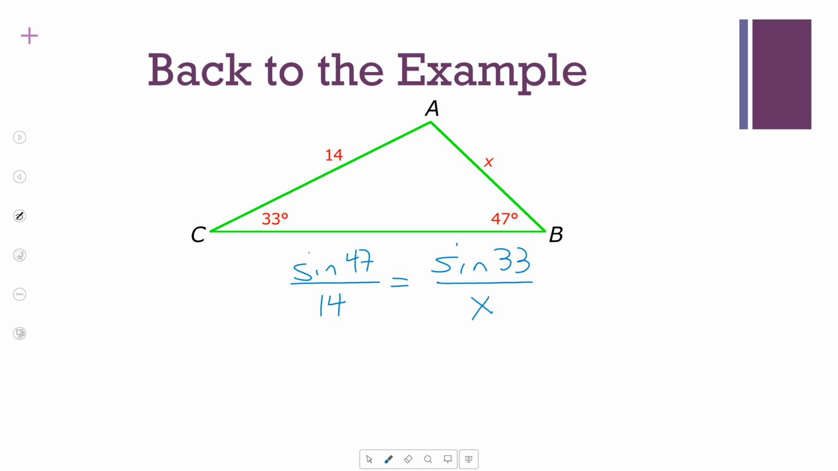When you're done, ask yourself a simple question. Does my answer make any sense? So for instance, will x be bigger or smaller than 14? Smaller. Smaller, correct. Because 33 is smaller than 47, so x must be smaller than 14.